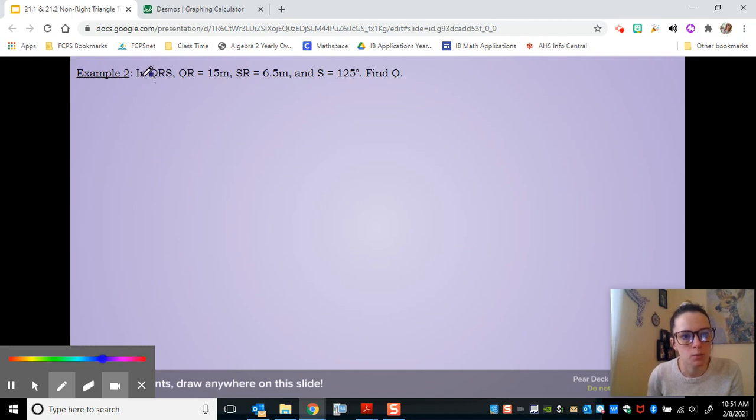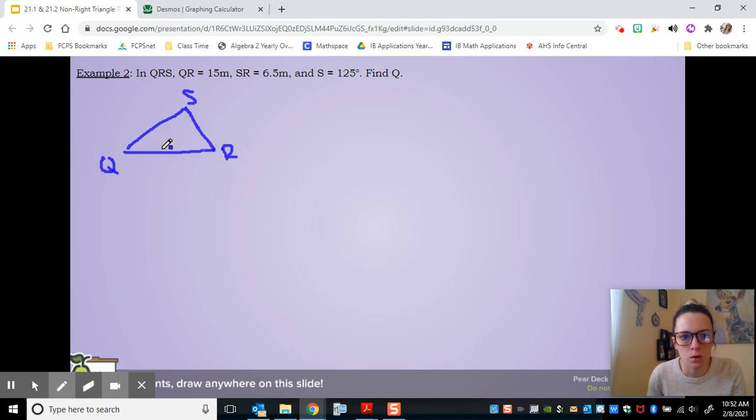All right, example 2. In triangle QRS, I'm assuming it's a triangle since that's what we're talking about. QR is 15 meters, SR is 6.5 meters, and angle S is 125 degrees. And we're finding angle Q. I know it's angle Q because it's an uppercase Q. So again, let's draw a triangle real quick just to see what we're looking at.